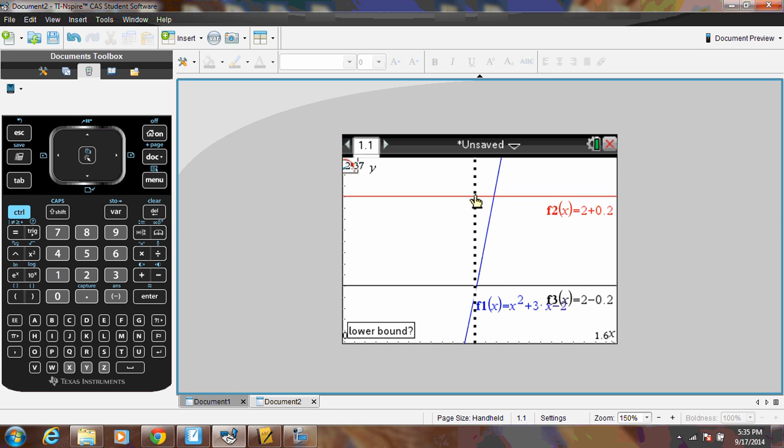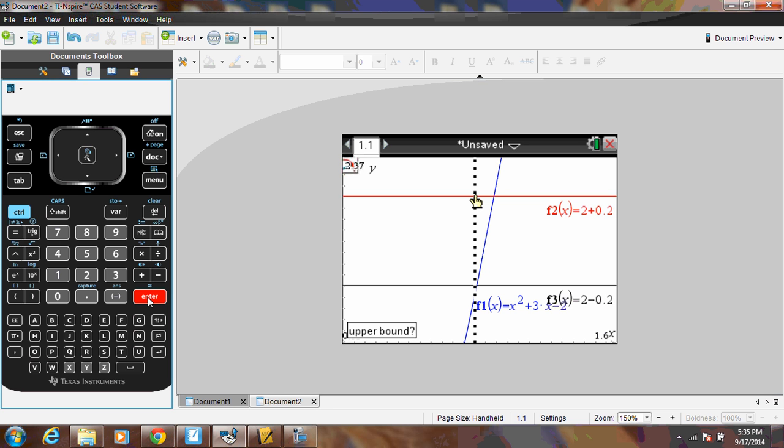Now it asks for a lower bound. The lower bound has to be on the left side of where they cross. You'll note this one already is, so I can click enter. Now it asks for an upper bound, so I can use my arrow key and start scrolling over until I'm past where they're crossing and click enter. Now do you see the point of intersection? It tells me it's crossing at the point 1.04, 2.2. It's giving me the x value for the point of intersection.